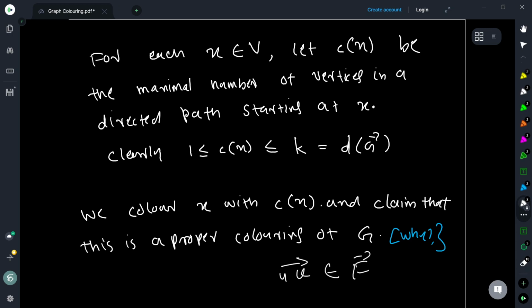Yes, we have a directed path from V to U. So there is a directed path from V to U, and along this directed path, the number must always increase. In fact, the longest path starting from V will be exactly the length of this path plus the longest path starting from U. So therefore, they will also get different colors in the orientation.